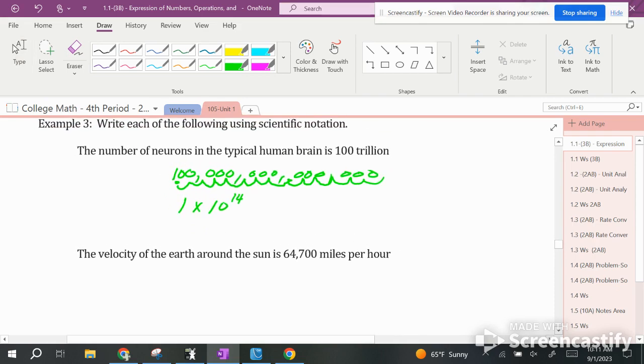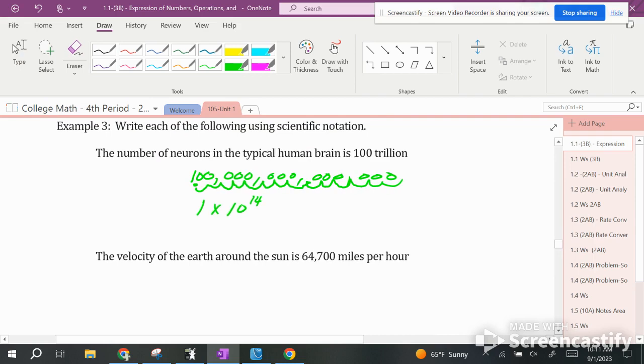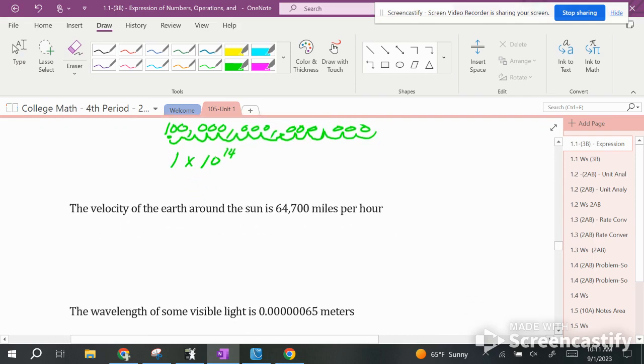Do you think there's more neurons in some people's brains than others? It's a mass thing, right? I don't know. Who knows?